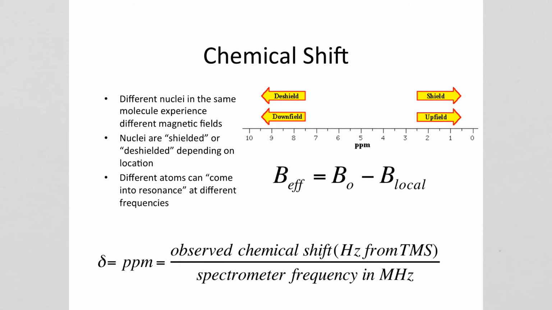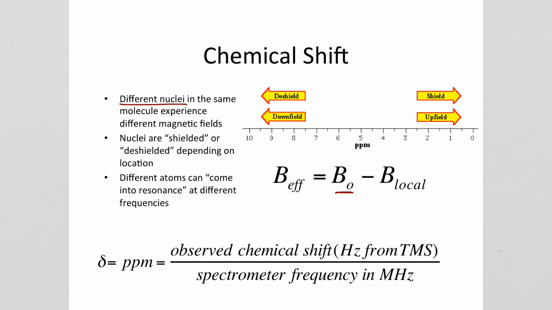Now, physicists initially saw that when they tried to do NMR of more complicated molecules, different nuclei, so different carbon or different hydrogen nuclei in the same molecule, experience different magnetic fields. Depending on what's around them, say whether it's a primary carbon or a secondary carbon, or a carbon attached to bromine, or a hydrogen attached to a carbon that's attached to an oxygen, those nuclei are all experiencing different magnetic fields.